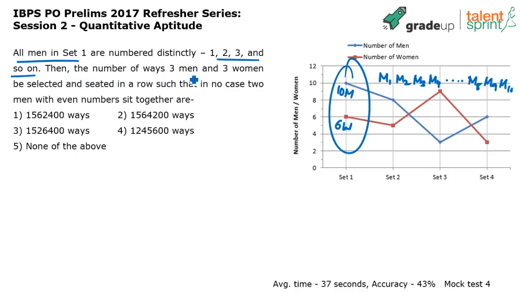Now the number of ways in which 3 men and 3 women can be selected and seated. Selection and seating, selection and arrangement, means it is a permutation case. Remember, the biggest confusion that most of the students have is whether it is permutation or combination. This is a case of permutation. It is not combination. Combination means just selection. Permutation means selection and arrangement.